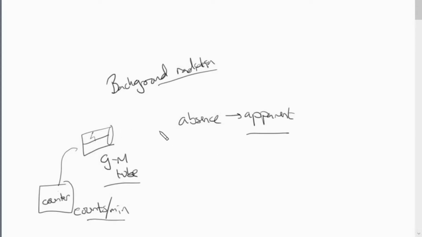So we can point it at a radioactive source and detect what comes from it. But without any obvious radioactive source, even if we take a GM tube and point it in this room right now, you're going to get a count. So what does this mean? This is the idea of background radiation.